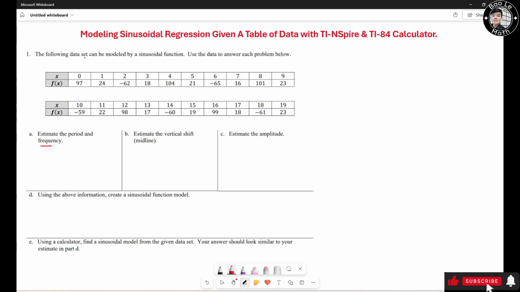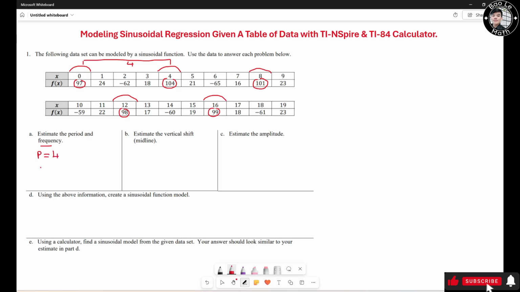So we look at this one right here. We see that this is 97, this is 104, this is 101, this guy 98, this guy 99. They are all close, so this guy should be the maximum. Now the distance between two maximums is 4, so the period is 4.